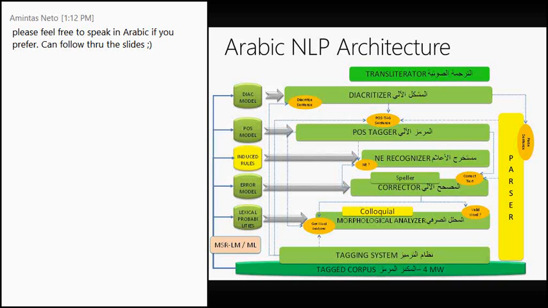Okay, now this block diagram gives you a high-level overview of the Arabic NLP architecture. The green blocks are the components we are done with, and the yellow ones are the components currently in development. I will give a brief description of each component, and then Islam will give you more details.